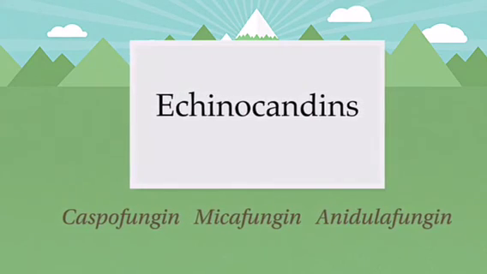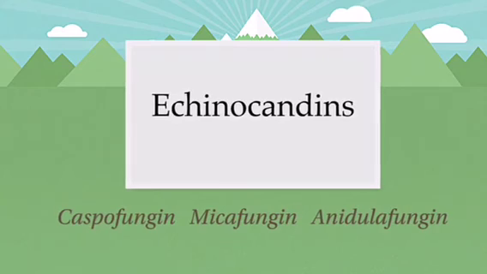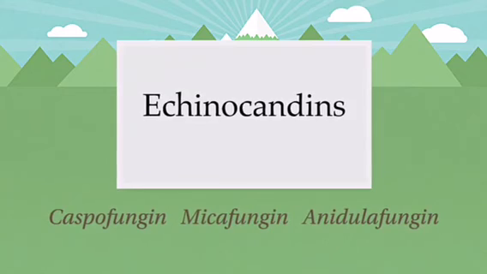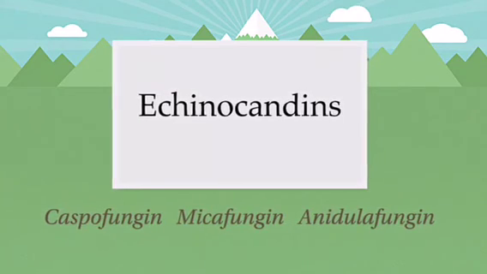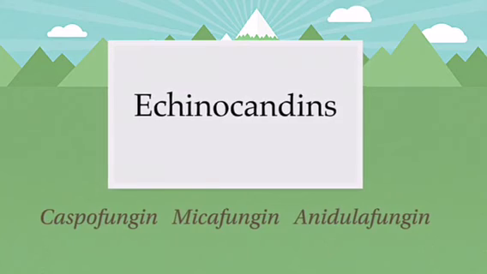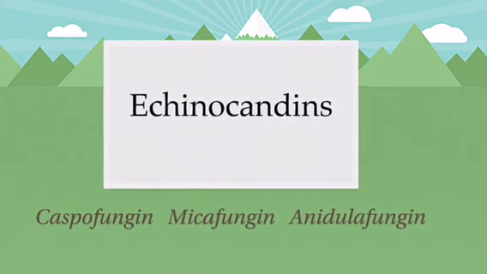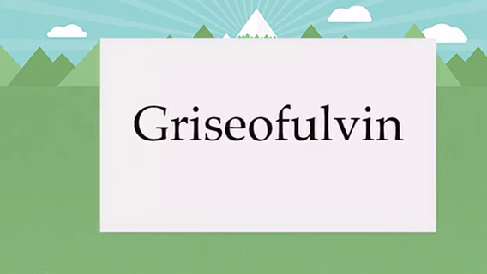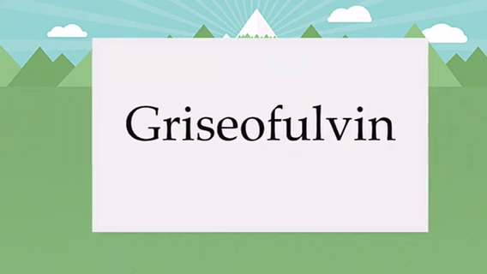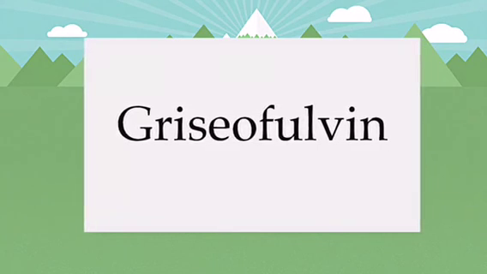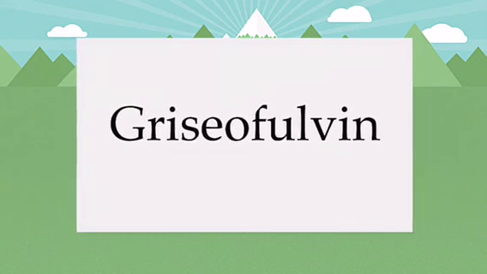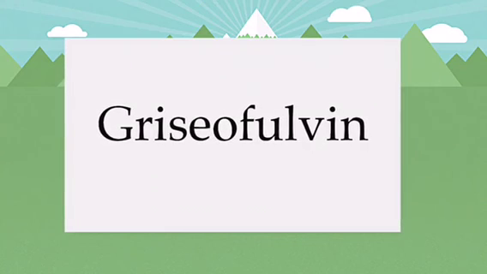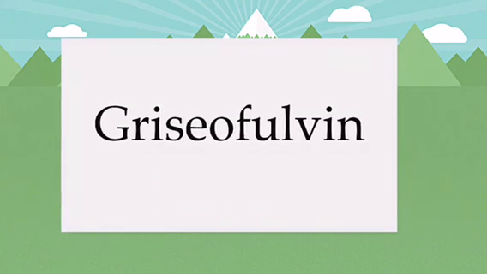Echinocandins inhibit glucan synthesis. An example of this are Caspofungin, Micafungin, and Anidulafungin. And the adverse effect is that it releases histamine. Griseofulvin inhibits mitosis, and the adverse effects are photosensitivity, induced liver metabolism, and liver toxicity.